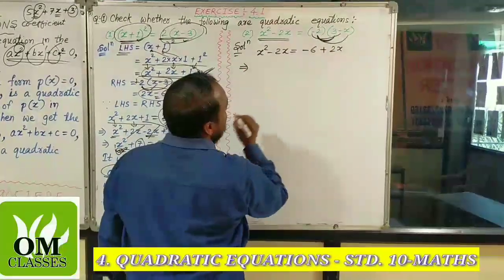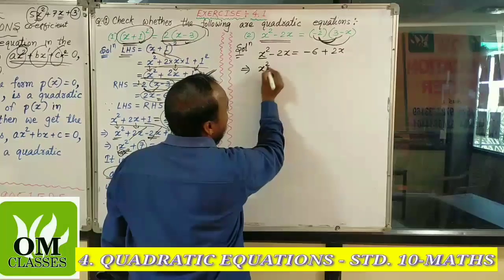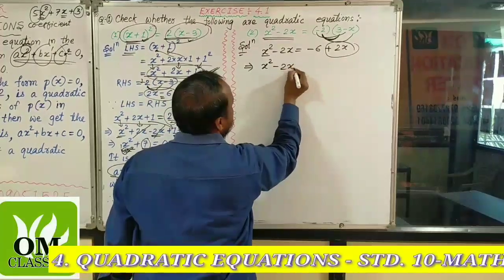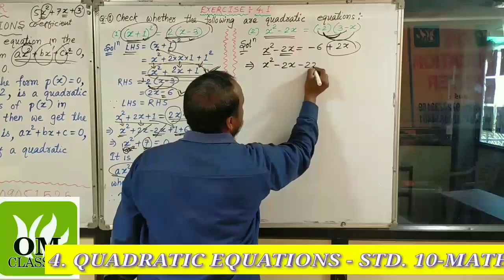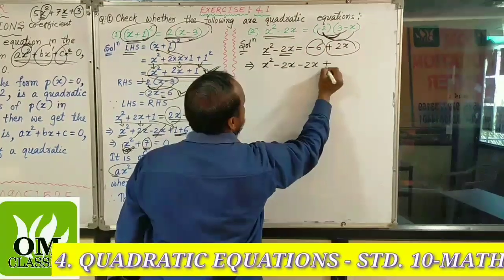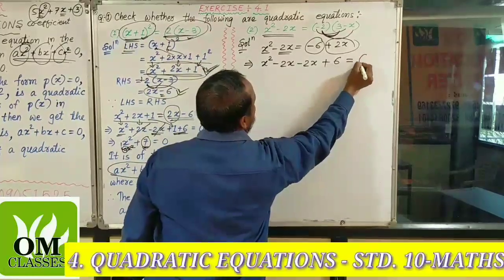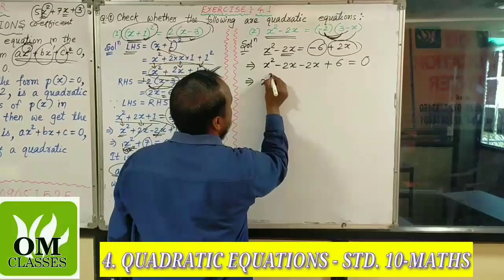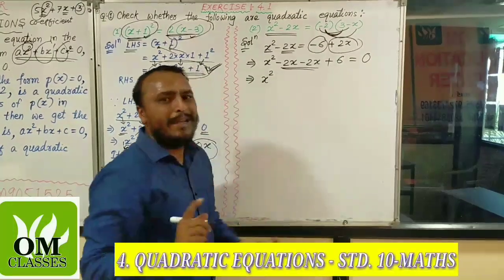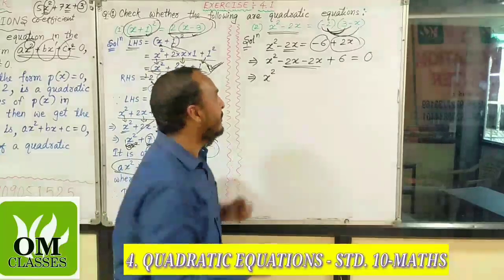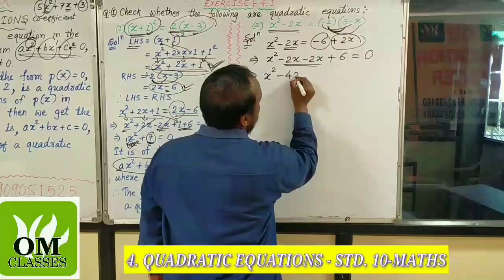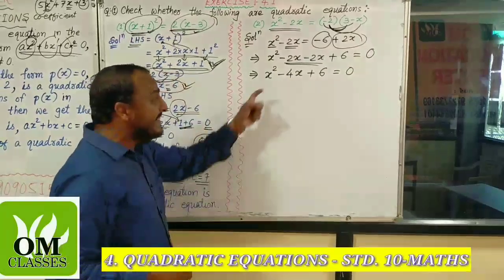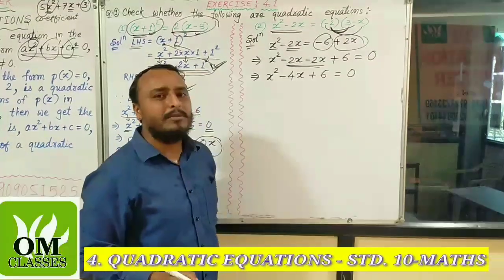Now let's move to the next step. X square will be written as it is, plus 2x will change its side, so it becomes minus 2x. This is also minus 2x, and minus 6 will change its side, so it becomes plus 6. तो क्या हो जाएगा आपका 0. Now dear students, x square. Now minus 2 minus 2, minus minus plus, 2 plus 2 is 4, so it becomes minus 4x plus 6 is equal to 0.